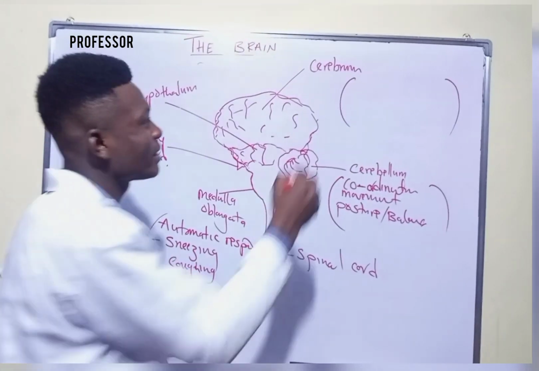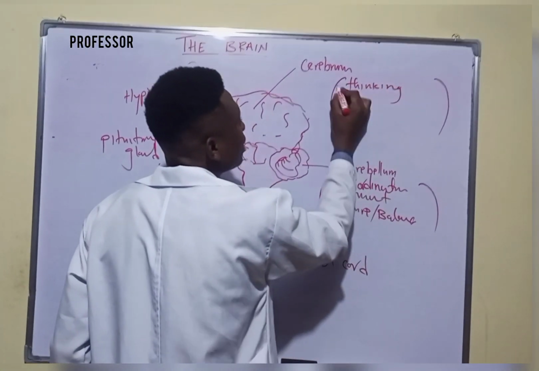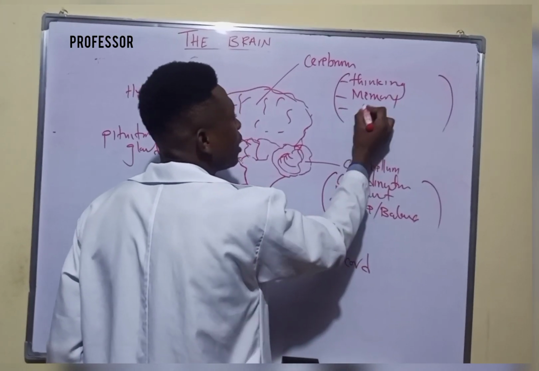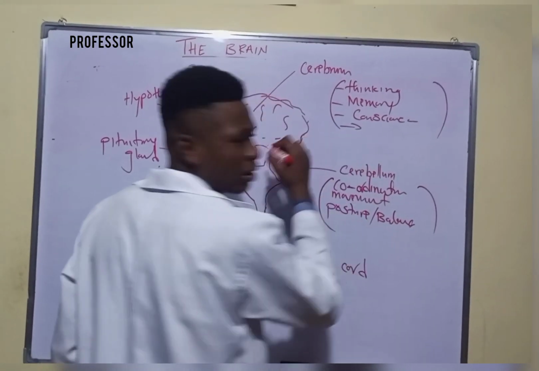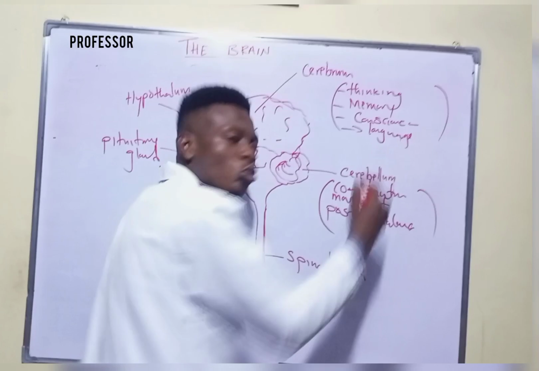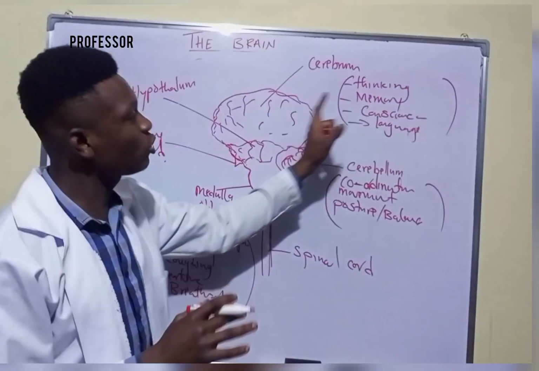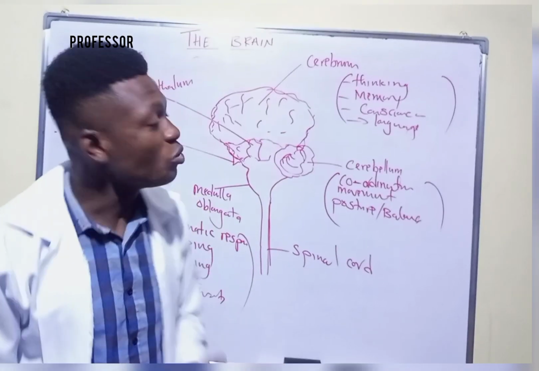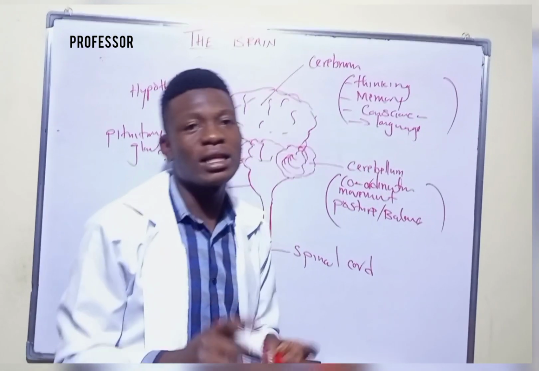Then when you talk about the cerebrum, it is the part of the brain said to be the center of thinking. It also controls memory and consciousness, and language. For you to master a language like English, it is controlled by the part of the brain called the cerebrum. So the cerebrum is responsible for thinking, memory, consciousness, and language.